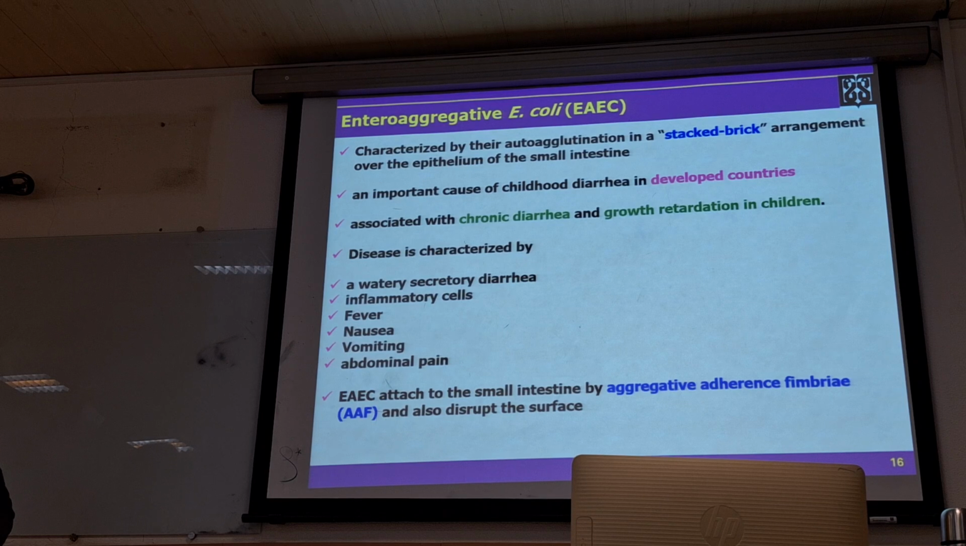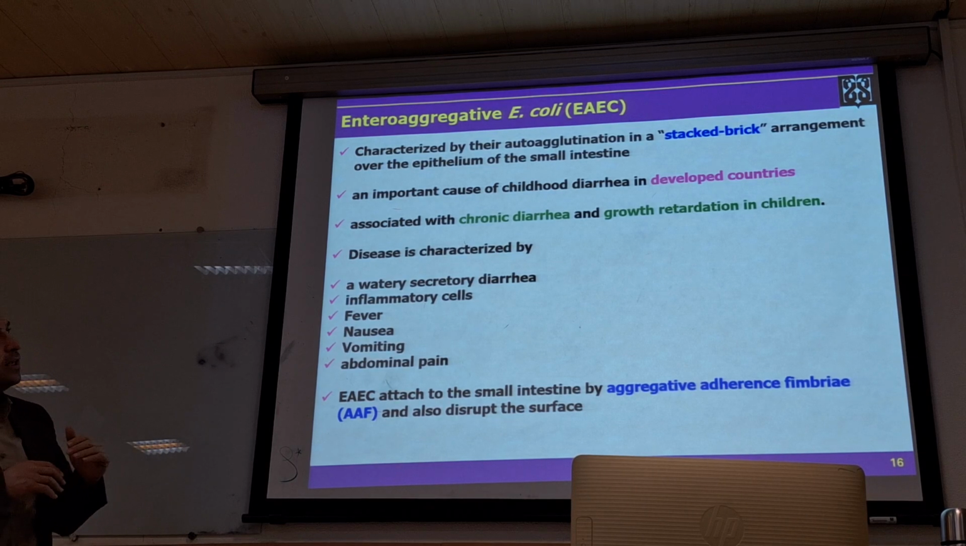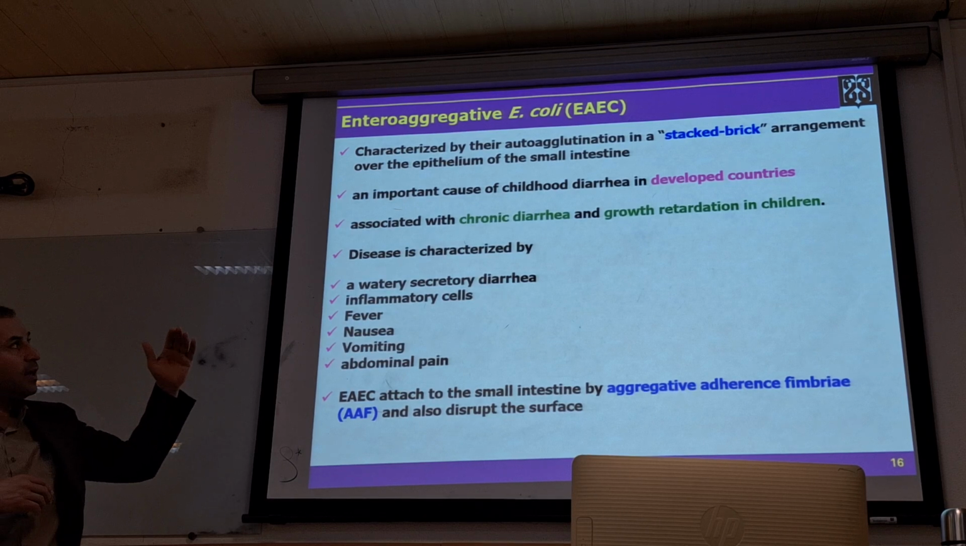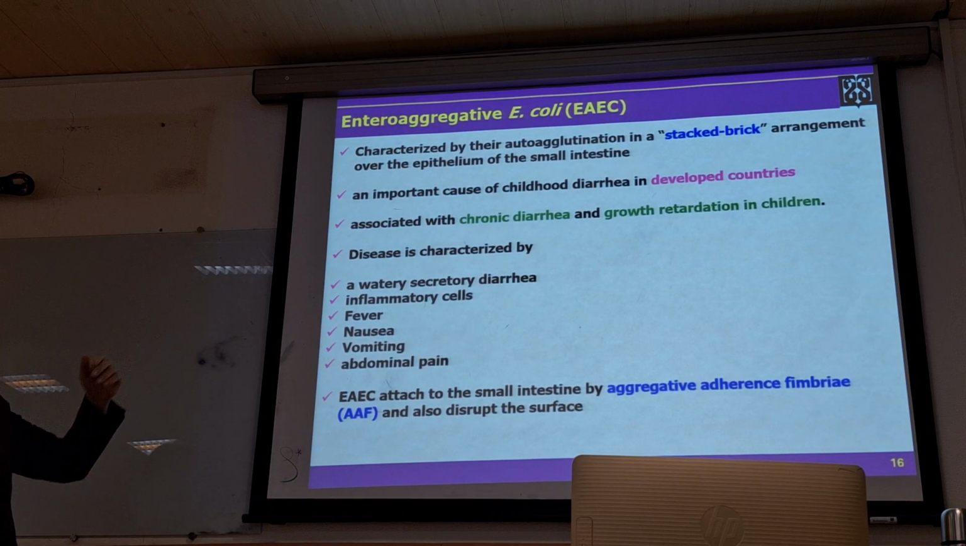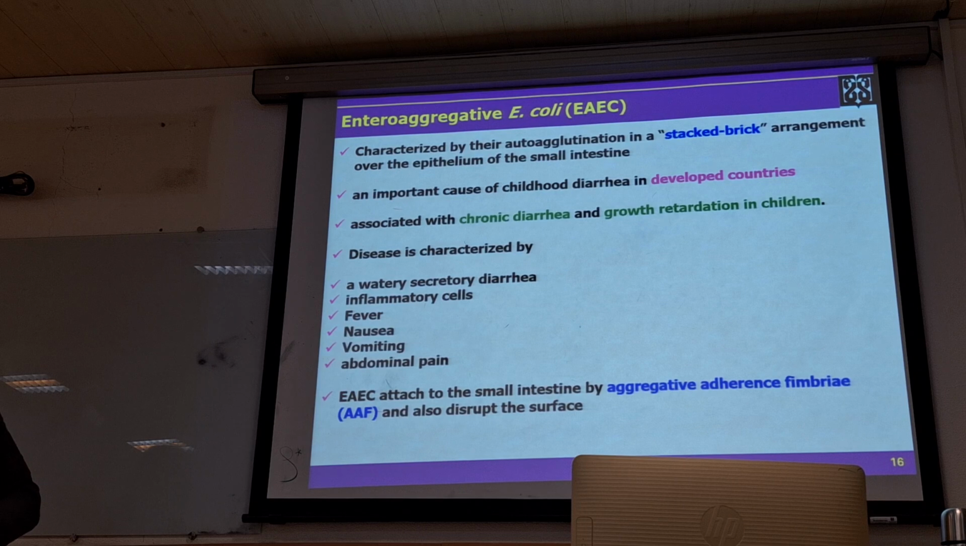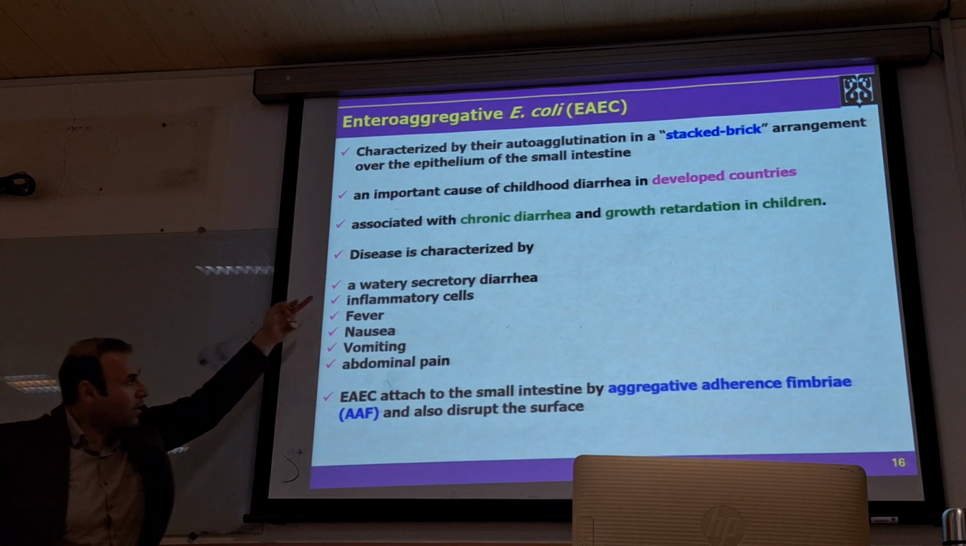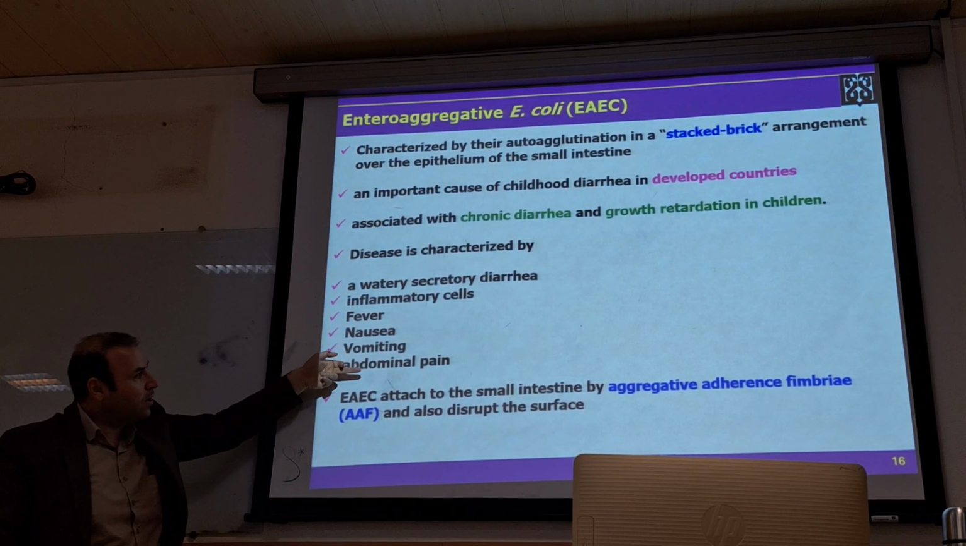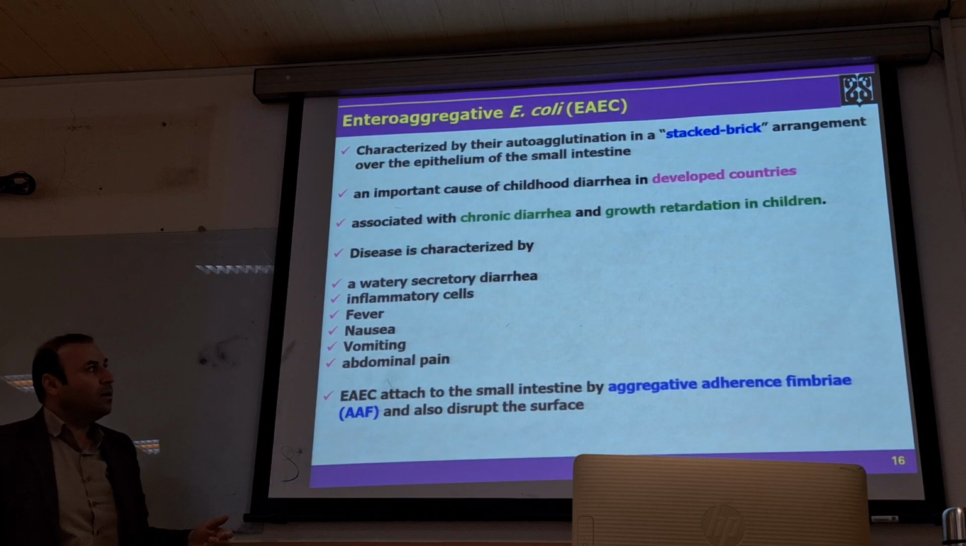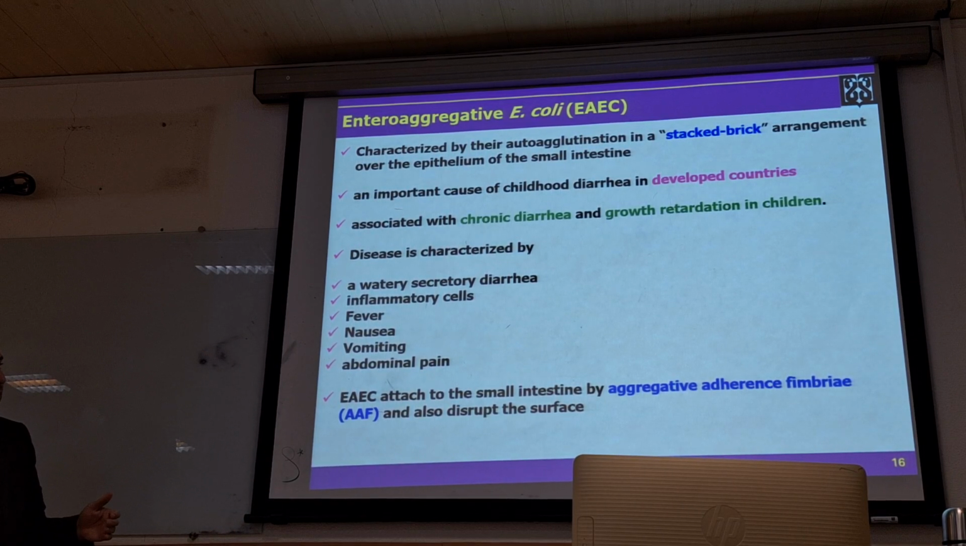EAEC, enteroaggregative E. coli, is characterized by autoagglutination in a stacked-brick arrangement over the epithelial cells of the small intestine. It is an important cause of childhood diarrhea in developing countries, and it is associated with chronic diarrhea and growth retardation in children. EAEC is characterized by abdominal pain, vomiting, fever, and inflammatory cells.